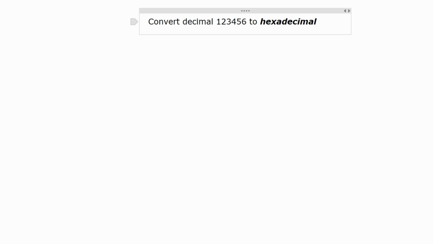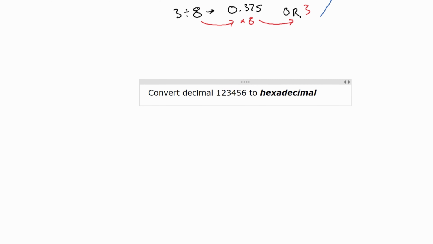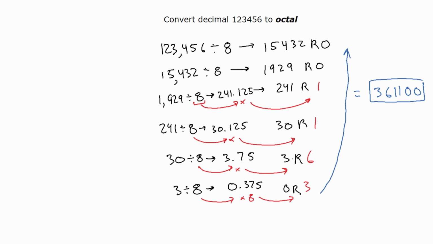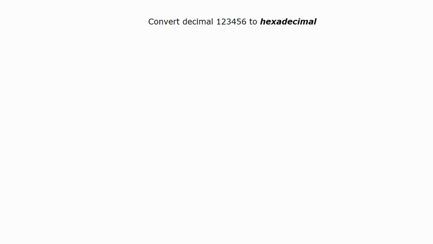In this video, we're going to be converting the decimal 123,456 to hexadecimal. Now, this is very similar to what we've done in a previous video, linked in the playlist below the like button, where we converted the decimal to an octal. We're going to do the same process. However, with hex, the base is 16, whereas with octal, it is 8. So there is a slight difference here.